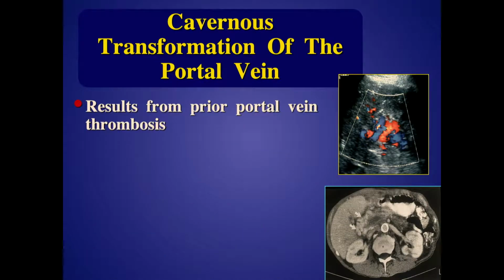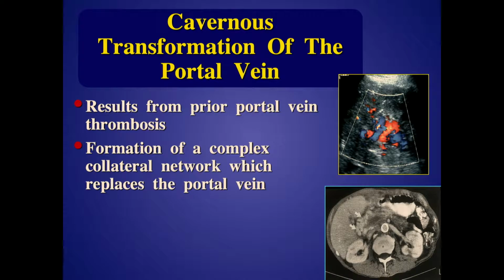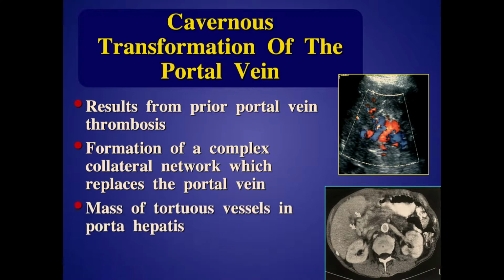So again, cavernous transformation, as you know, results from portal vein thrombosis. You could see it readily on your CT and MR as well as on your ultrasound. On this color Doppler image, you can see it sort of has a spiral pattern. It looks like twisted vessels because there's so many in that little space. You basically get this complex collateral network, which replaces the portal vein and presents as a mass of tortuous vessels.